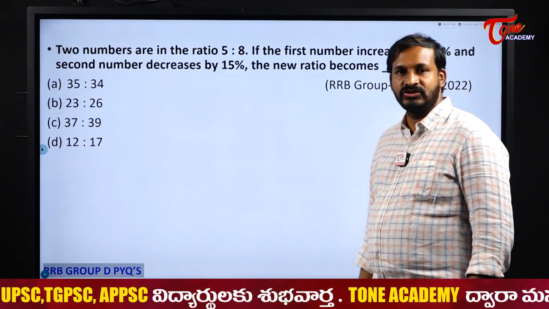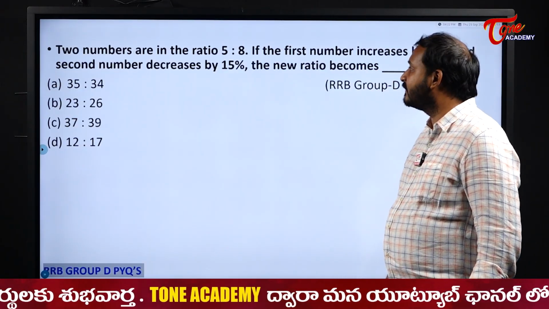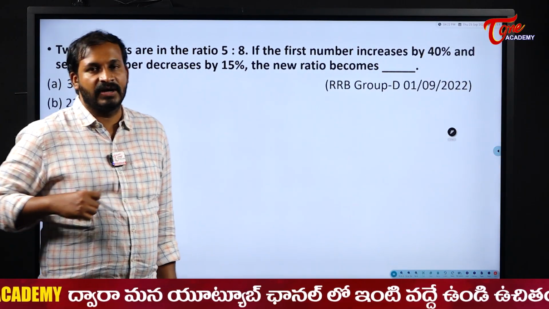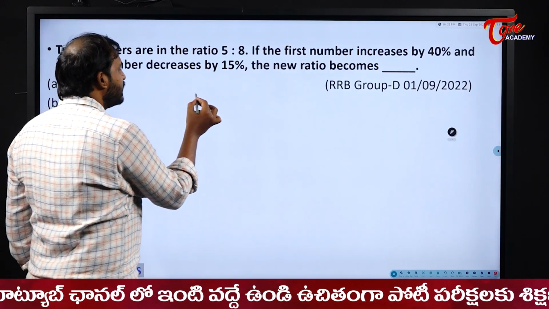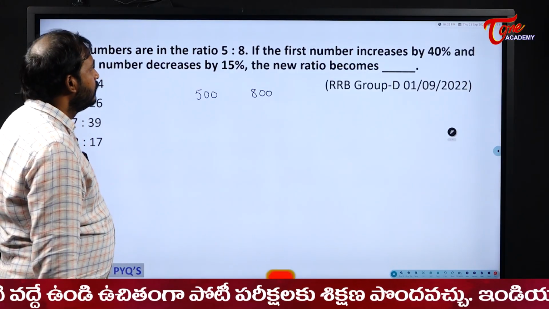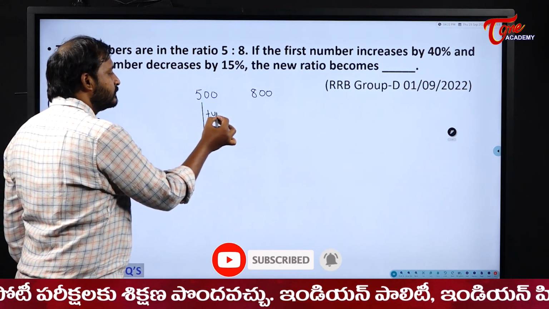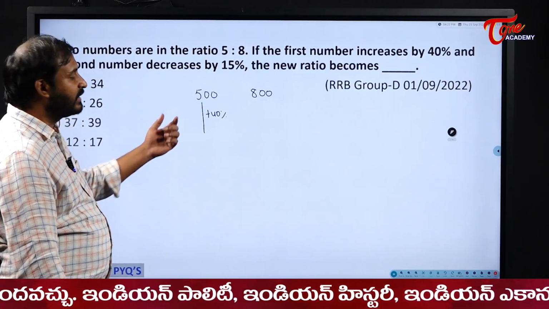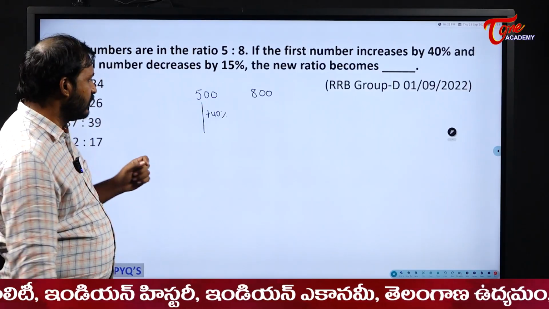Two numbers are in the ratio of 5:8. If the first number increases by 40% and the second number decreases by 15%, what is the new ratio? For these questions, assumption is the best approach. Assume them as 500 and 800. Intentionally I am taking hundreds. You can go with 50 and 80 also, but the numbers will be very small.